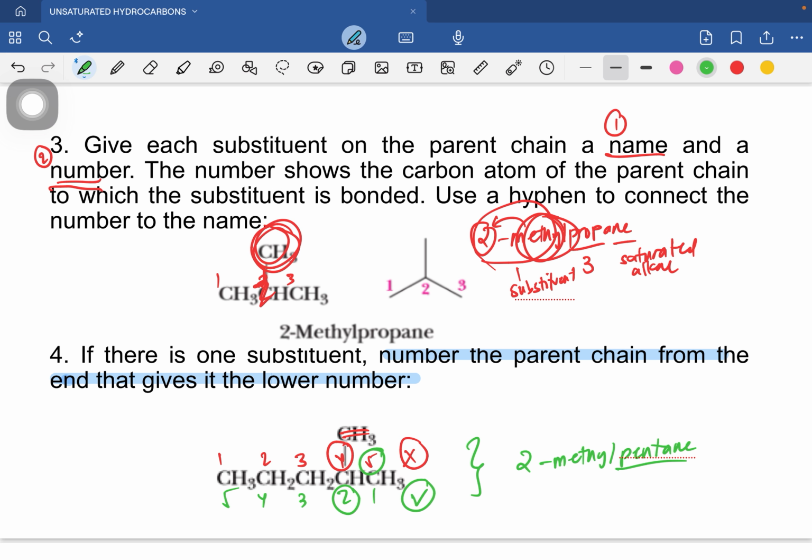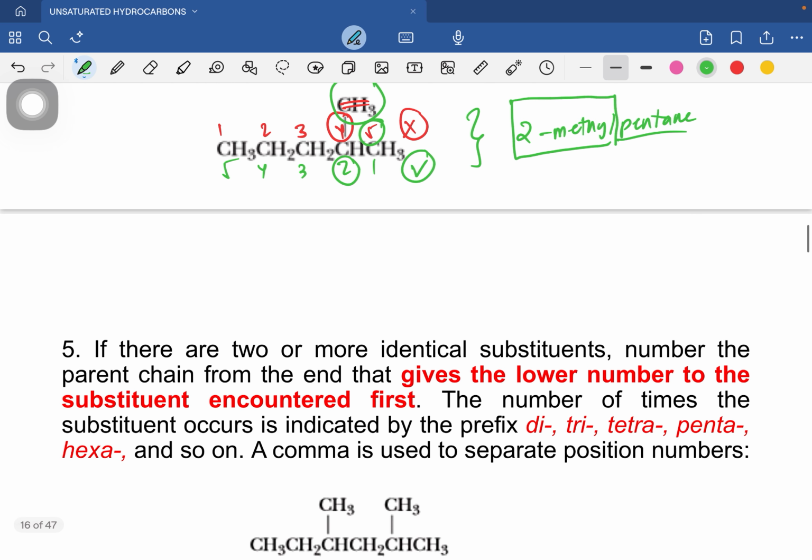Pentane kasi it's a 5-carbon chain. 2-methyl because there's a methyl group attached to carbon number 2. Okay, so that's rule number 4 po.